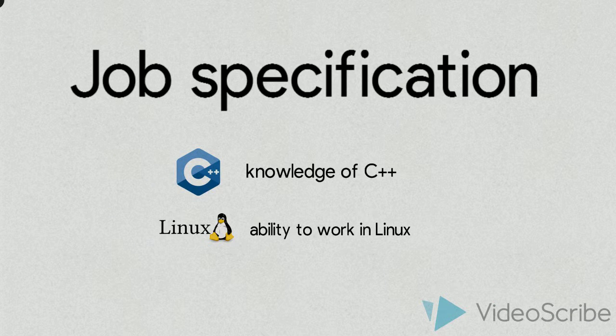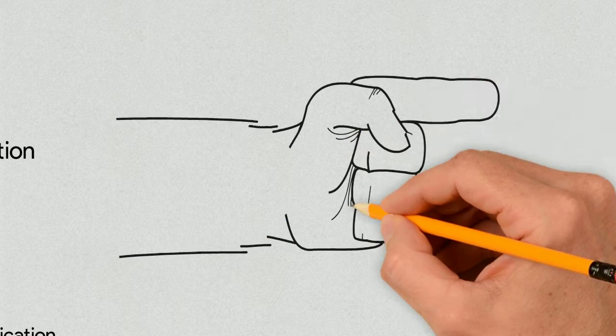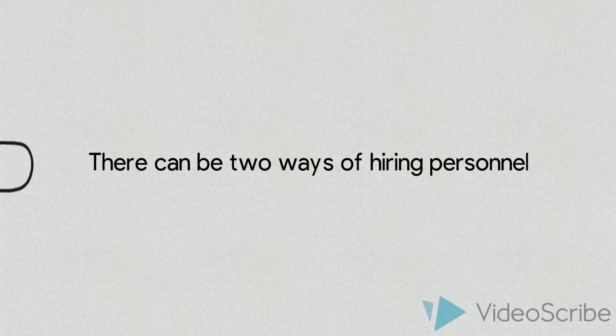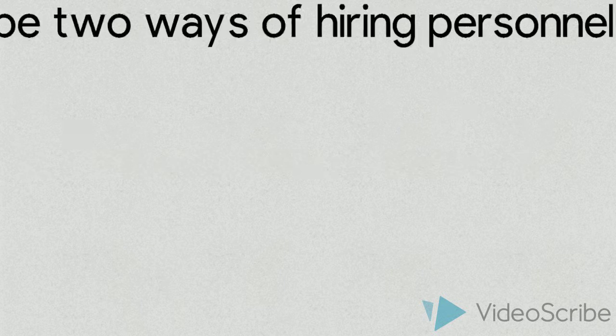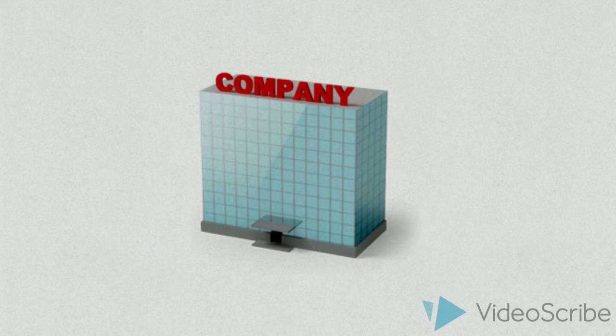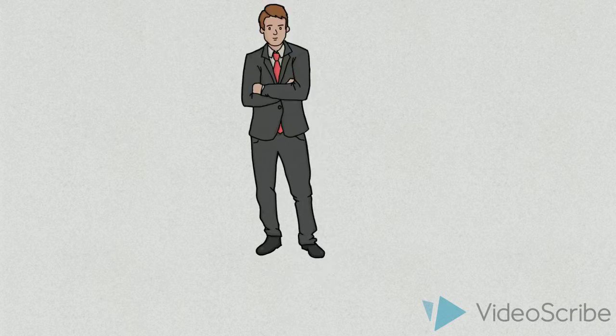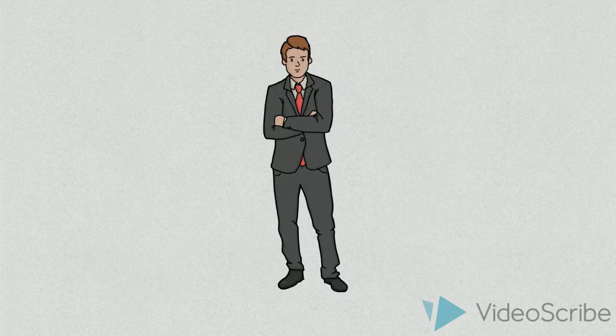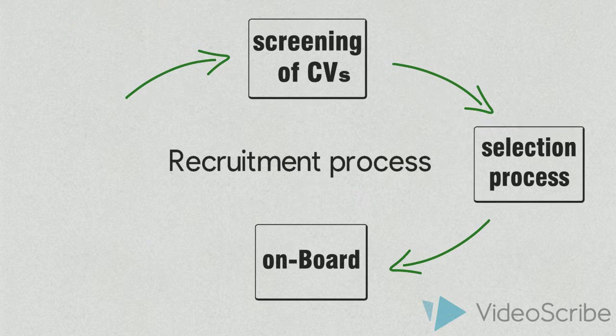And the last step of the recruitment planning is to decide on the methods of recruitment. In other words, where to look for necessary personnel. There can be 2 ways of hiring personnel: hiring employees within the organization and hiring employees outside the organization. When the planning stage is over, the potential candidates can send their resumes to the company.